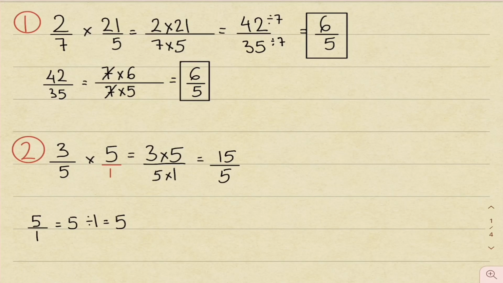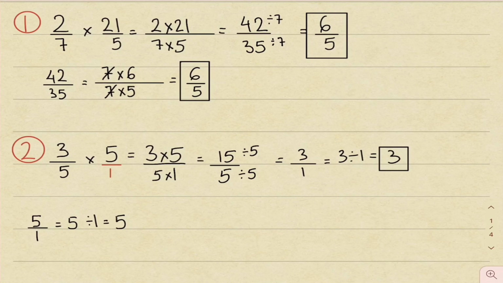Now what is the number that goes into 15 and 5 evenly? It's 5. So I'm going to divide by 5 top and bottom. 15 divided by 5 is 3 over 5 divided by 5 is 1. So that's just 3 over 1, which is 3 divided by 1, which is just 3.